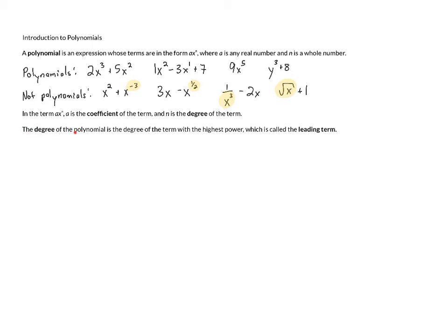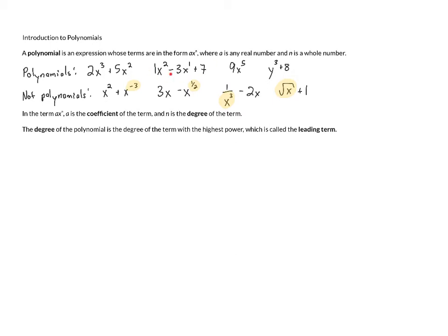The degree of the whole polynomial is the degree of the term with the highest power, and we call this the leading term. So here, in this first polynomial, the term with the highest power is 3, so we say the degree of this whole polynomial is 3. It's a third degree polynomial. This is the leading term. We also sometimes talk about the leading coefficient. That's the number, the coefficient, on the term that is the leading term.